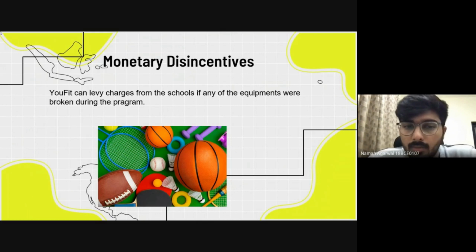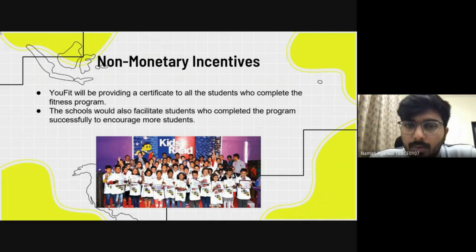Now, coming to monetary disincentives for the target audience, the schools: if the equipment that we provide is returned damaged, we can levy a fee from the school itself, and this should be mentioned during the collaboration itself. Now, coming to non-monetary incentives for the target audience.